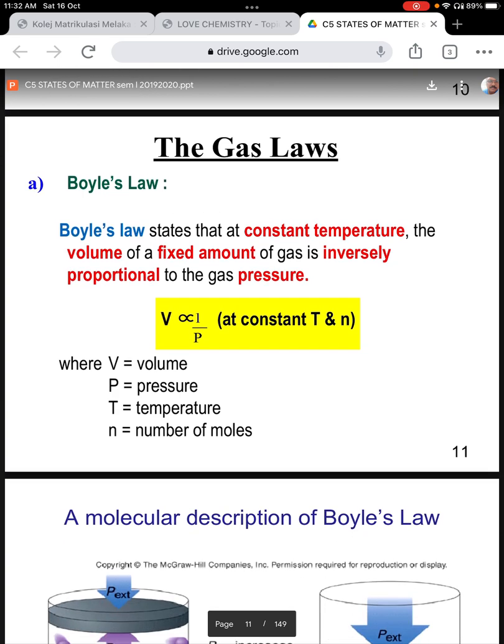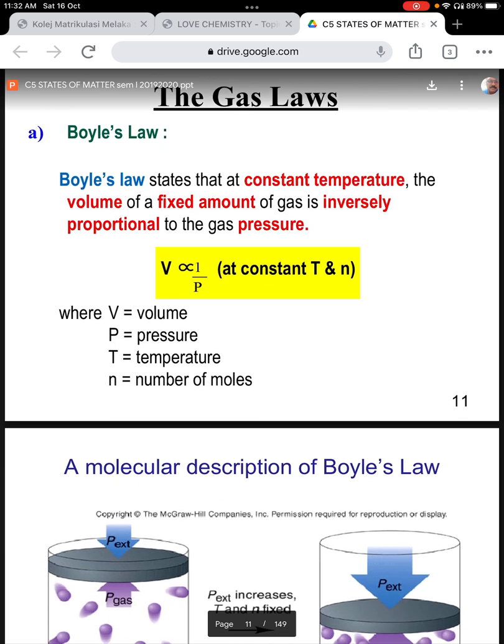Now we look at gas laws, beginning with Boyle's law. Boyle's law states that at constant temperature, the volume of a fixed amount of a gas is inversely proportional to the gas pressure. Students can see here, volume is inversely proportional to pressure at constant temperature and moles of gas.